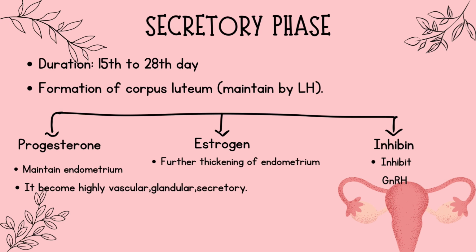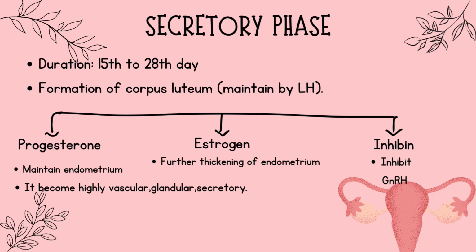Progesterone promotes growth of blood vessels and glands in the endometrial lining, creating a nutrient-rich environment to support a potential embryo. Estrogen, which was predominant during the proliferative phase, continues to play a role during the secretory phase. However, its levels decrease initially and then increase under the influence of progesterone. This cyclical interplay between estrogen and progesterone levels helps maintain the endometrial lining's optimal condition for embryo implantation.